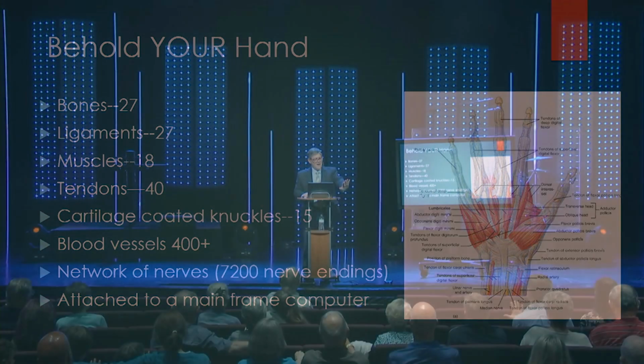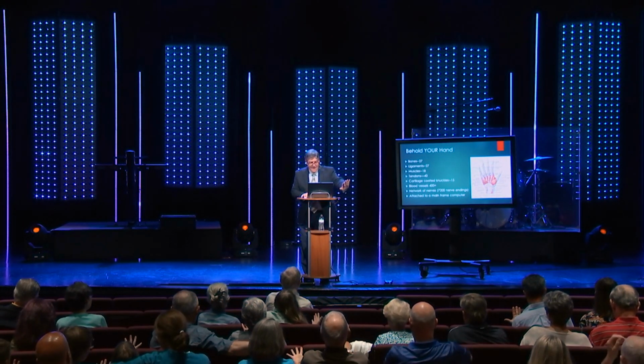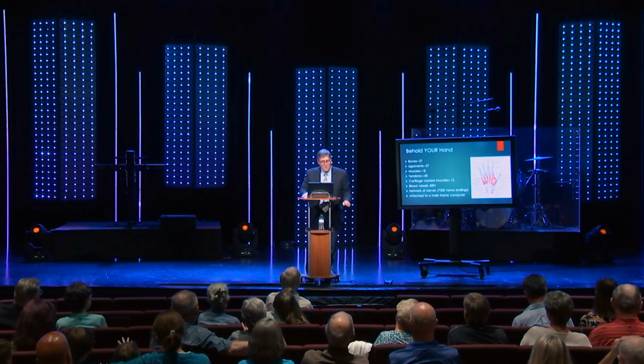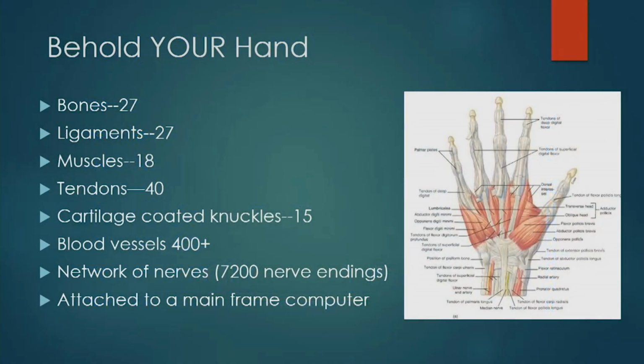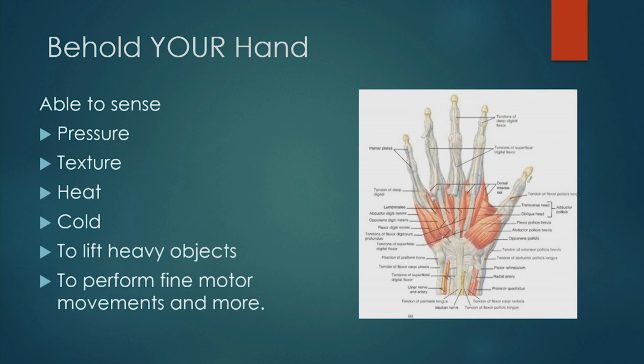You've had it all your life, and it has been unappreciated, I got to tell you, because there are 27 bones, 27 ligaments, 18 muscles, 40 tendons, 15 cartilage-coated knuckles, 400 blood vessels, a network of nerves with 7,200 nerve endings, all attached to a mainframe computer, which allows you to sense pressure, texture, heat, cold, to lift heavy objects, to perform fine motor movements, like a surgeon. In fact, your hands are even used to communicate, especially if you're Italian.